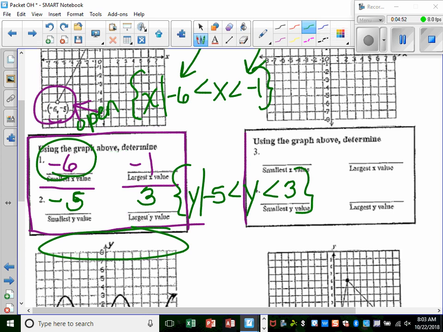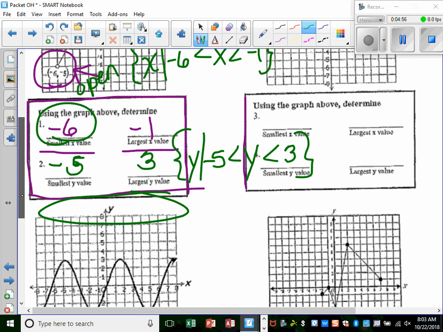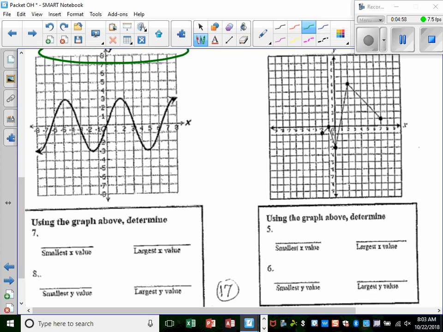All right, so that's called a discrete graph because you have endpoints. Let's look at this one right here. Here's another discrete graph because I can tell the graph stops. It has endpoints as well. So let's do another discrete graph.